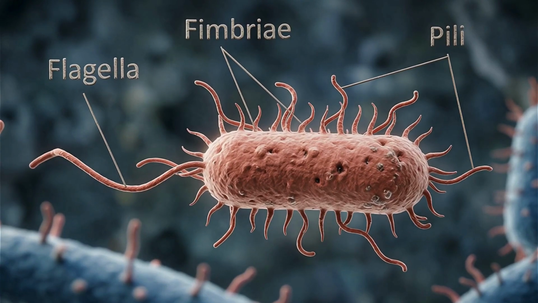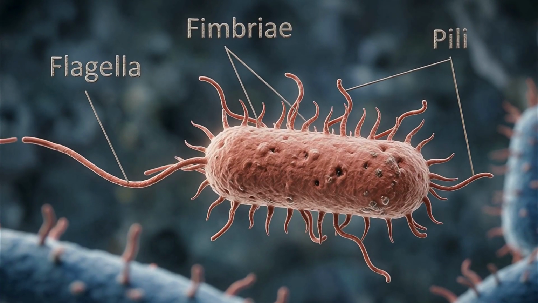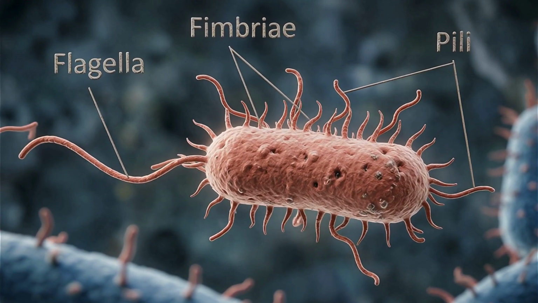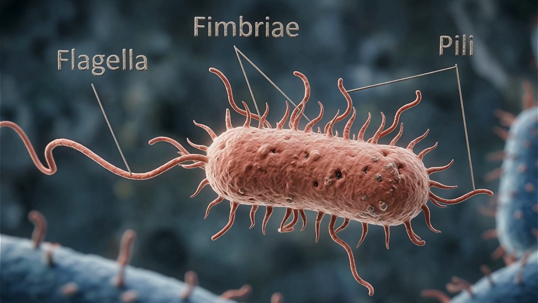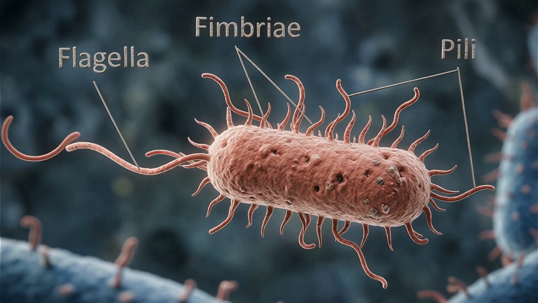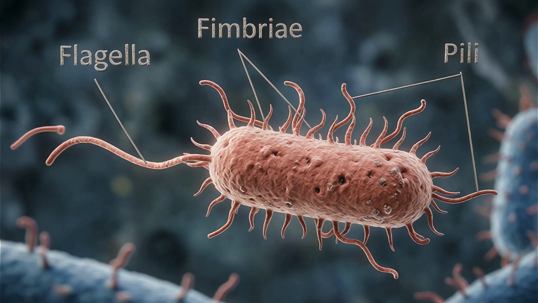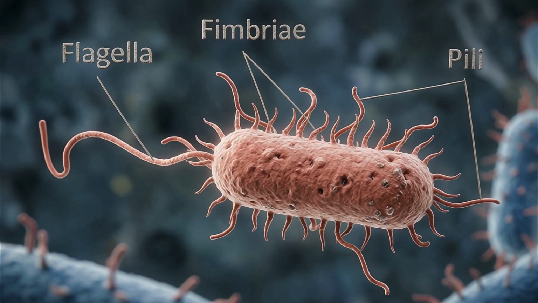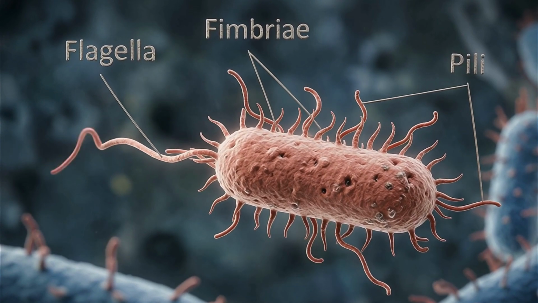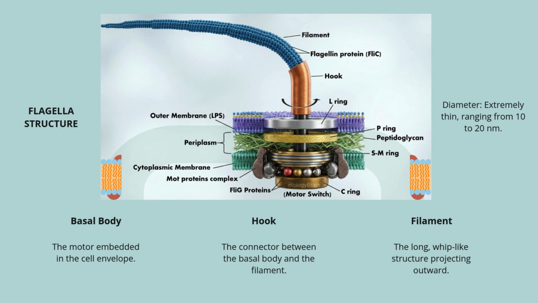Flagella. The first component to consider is the flagellum, plural flagella, a thin, whip-like appendage that protrudes through the cell wall. Originating from a basal body embedded within the cell, flagella primarily serve as organs of locomotion. Flagella are not universal to all bacteria. They are commonly found in bacilli and spirilla but are rare in cocci.